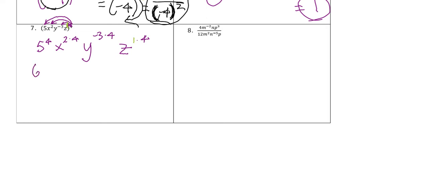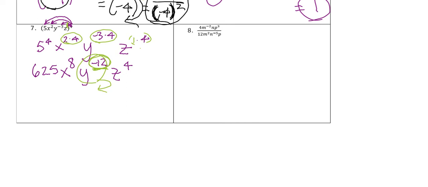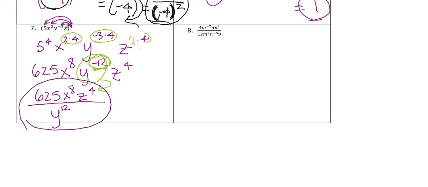5 to the 4th power is 625. We have x to the 8th power, y to the -12. I'm just multiplying these out. And then we have z to the 4th power. The only problem here is we don't want this -12 as an exponent, so this term is going to go on the denominator. So our final answer will be 625. X to the 8th will stay on the numerator, z to the 4th will stay on the numerator, and then the y to the +12 on the denominator.